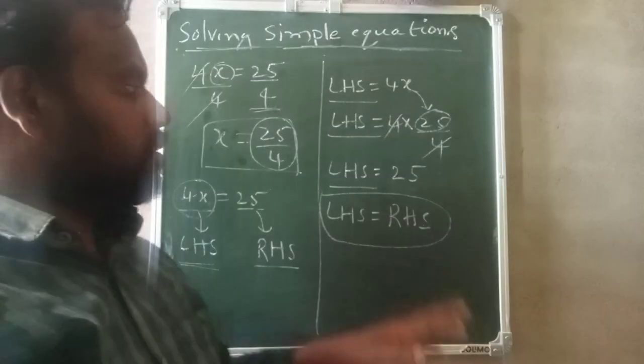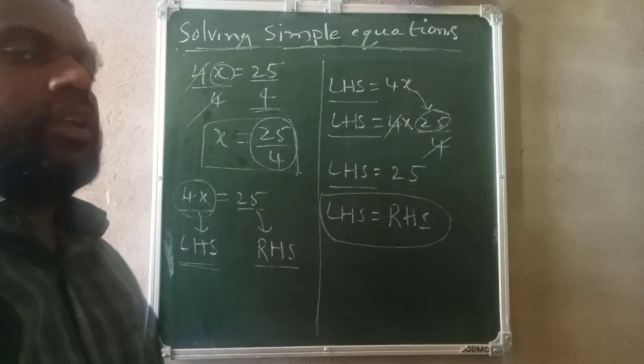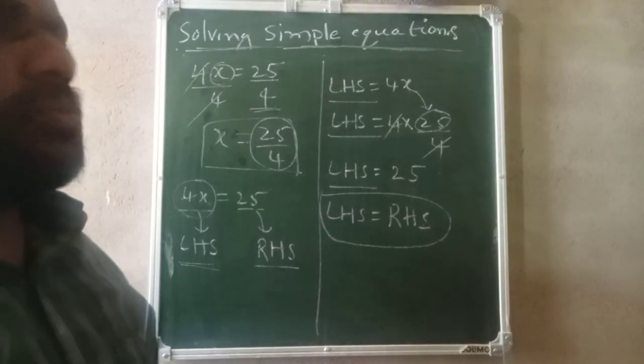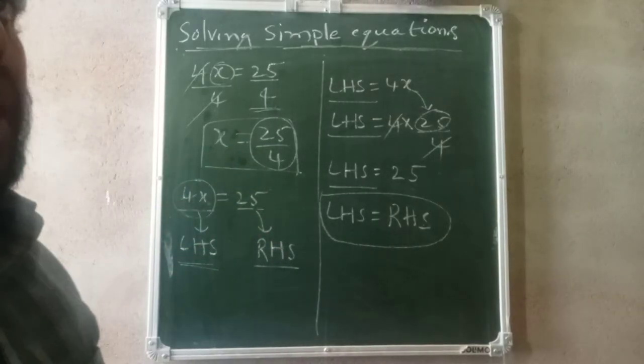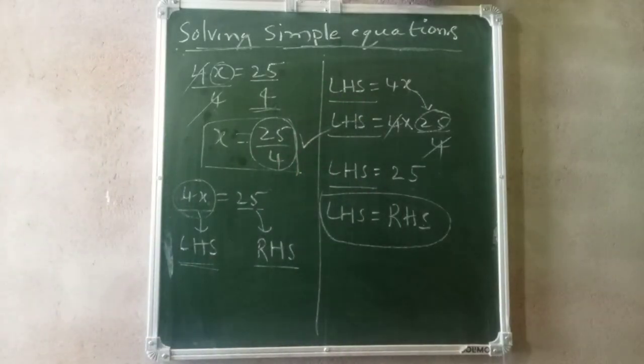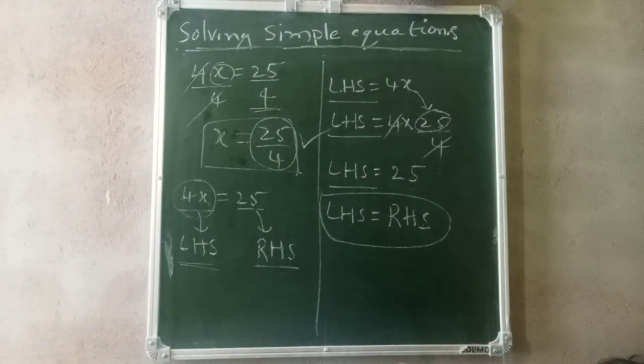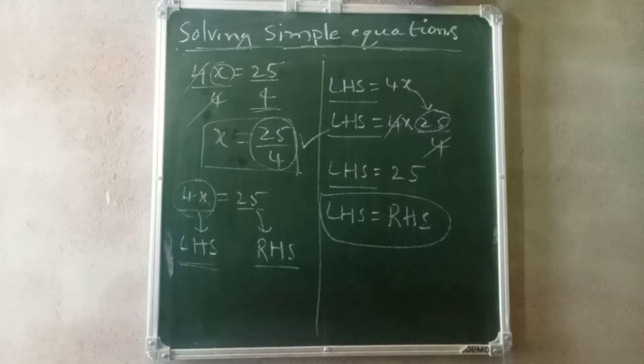So we got LHS is equal to RHS, correct? When LHS is equal to RHS, that means this answer is correct. This is the correct answer. Next, I will move on to another simple equation.